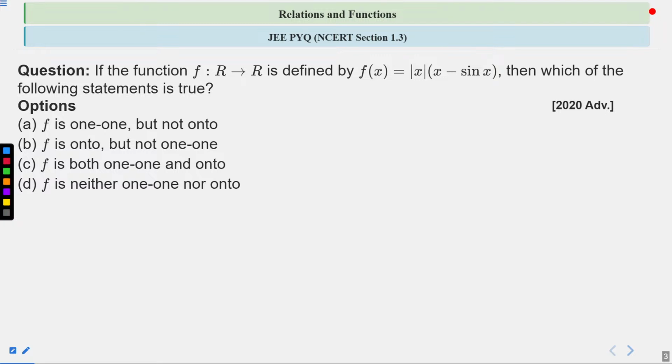The options are: A, f is one-one, f is not onto. The second option is f is onto, but f is not one-one. Third option is f is both one-one and onto, and D option is f is neither one-one nor onto.